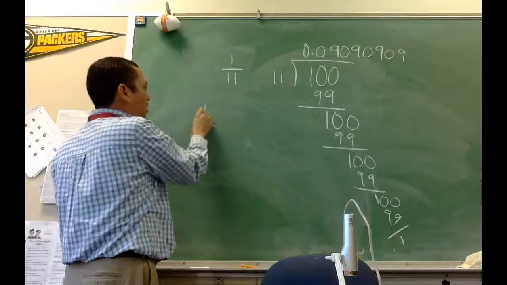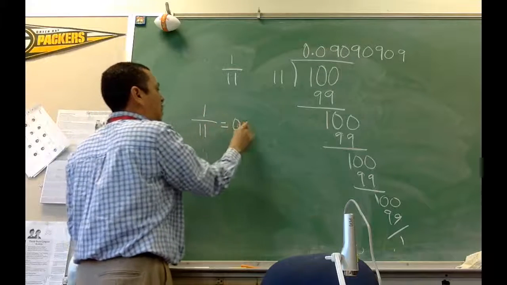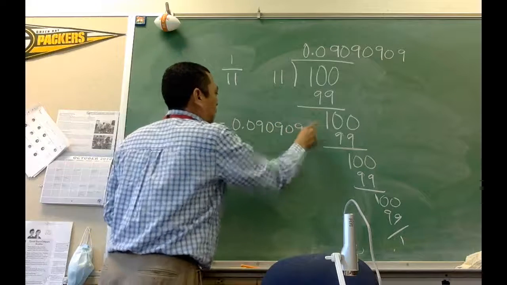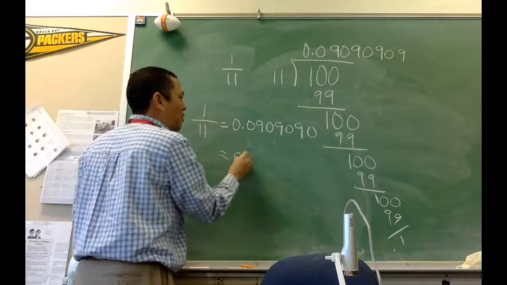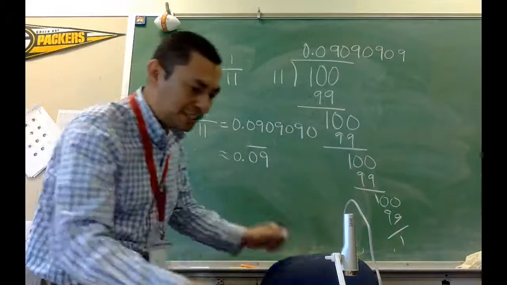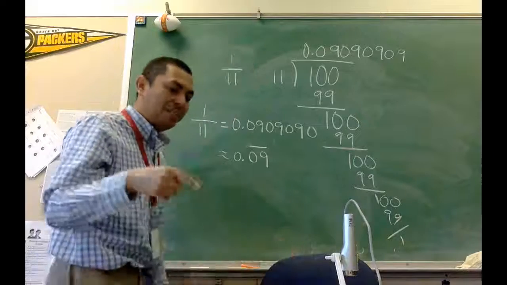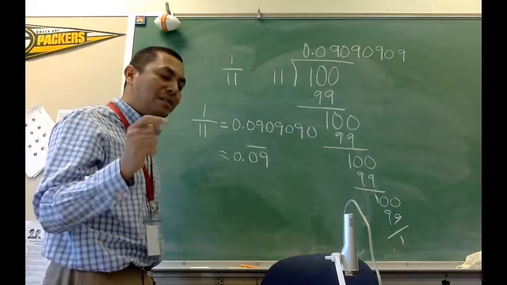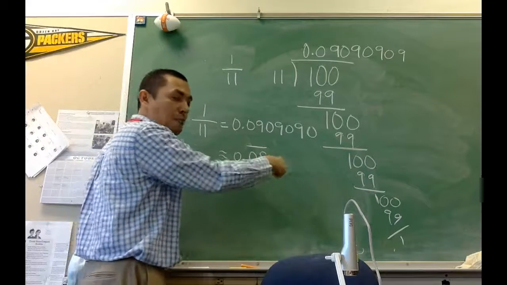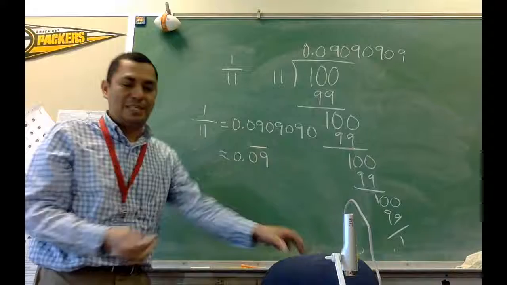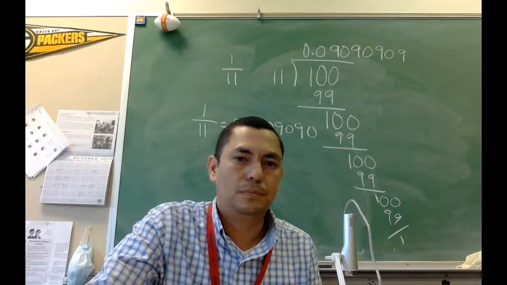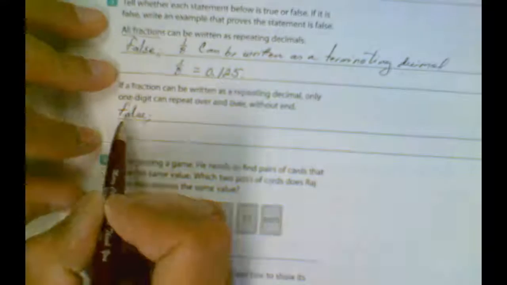So in this case, 1 over 11 is equal to 0.0, or you can type it as 0.09 repeating. The question says, if a fraction can be written as a repeating decimal, only one digit can repeat. That's false because we have two digits that repeat. So let's answer the question. I already said it's false.